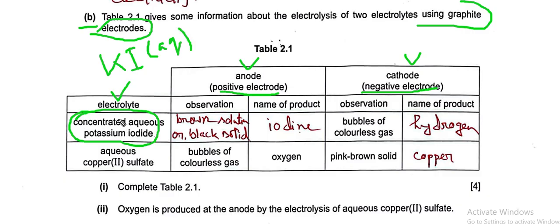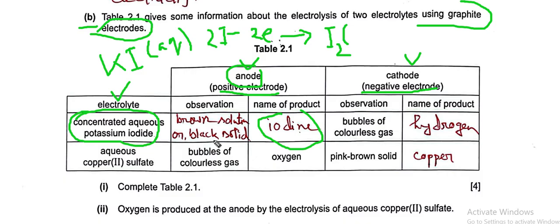So for the electrolysis of potassium iodide, at the anode, iodide ion is oxidized, loses electron to form iodine. So the name of the product will be iodine, and this iodine aqueous solution is brown.